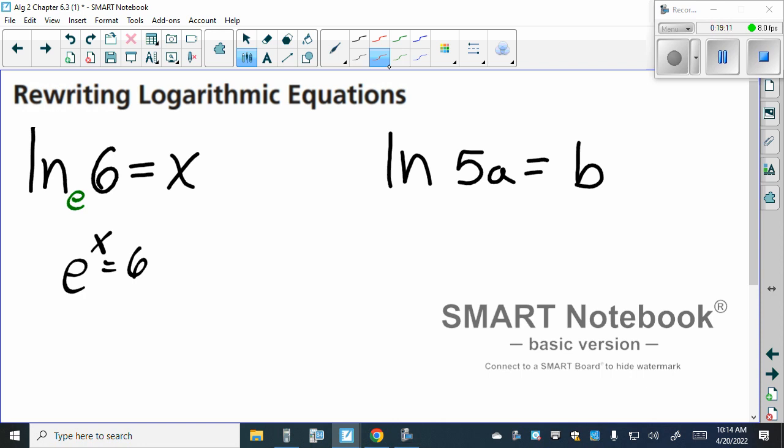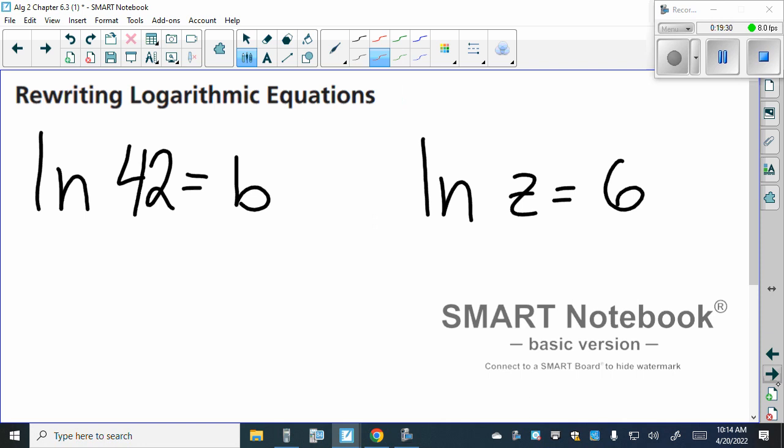Yeah. So the next one, ln of 5a equals b. How would we rewrite this in exponential? E to the b is equal to 5a. Be ready for the next one. ln of 42 equals b would be e to the b equals 42. ln of z equals 6. Questions on these here?